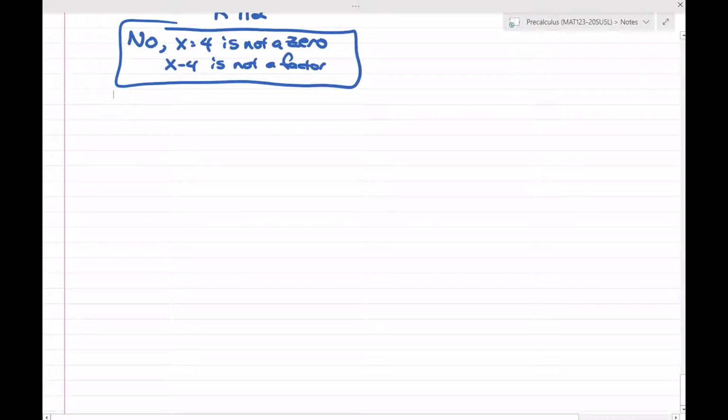Okay, section 3.3, we're going to be looking more at polynomials and more specifically how to find their zeros. So this is section 3.3. It's called zeros of polynomial functions.